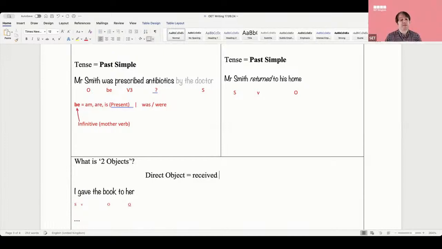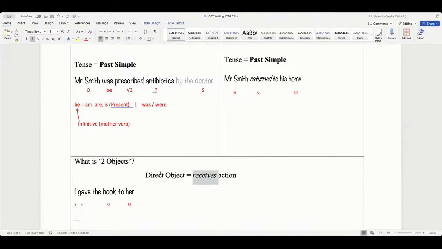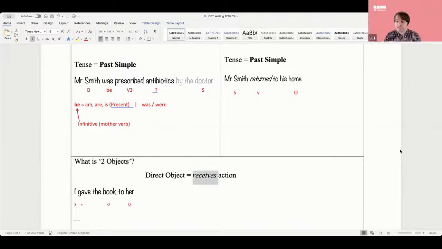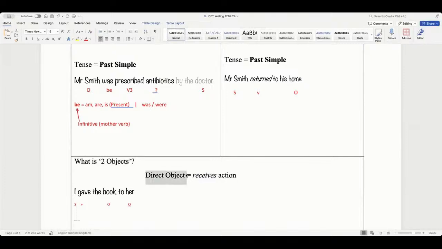What does receives mean, everyone? Gain. Take. Get. Obtain. Get the action. Have the action, maybe even, right? So it's coming to you. So the direct object receives the action, and then what, Tasnim, what's the other one called? We have two, right? The indirect object.